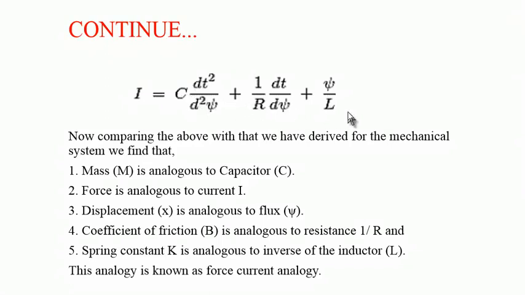Capacitance, resistance and inductance. In the mechanical system we considered spring, damper and mass; these three elements are used there. Here capacitance, resistance and inductance are used in the electrical system. This is what the force current analogy represents, or you can say the mathematical description of the electrical system.